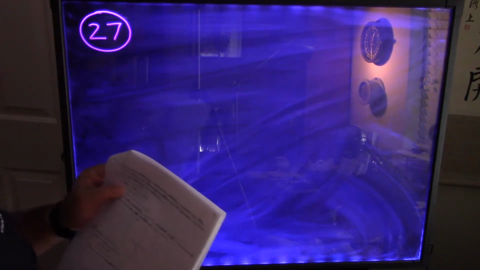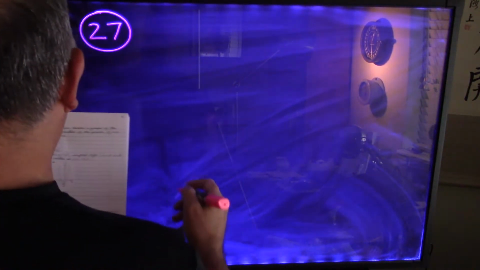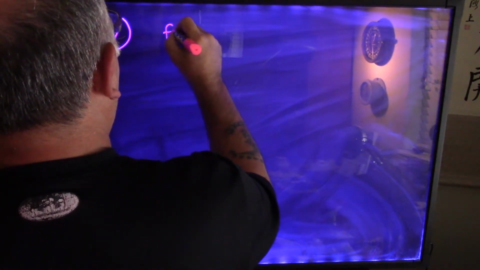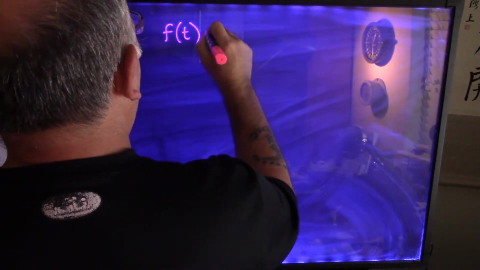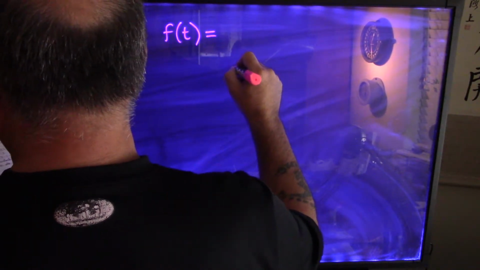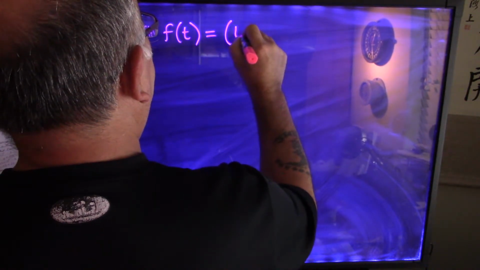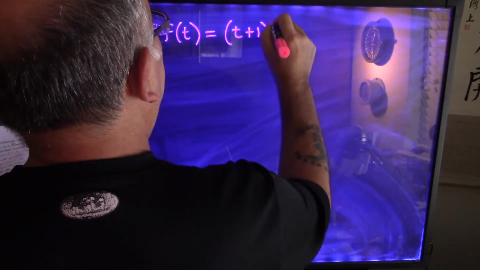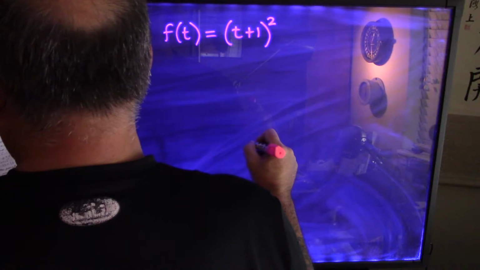Number 27. For the following exercises, sketch a graph of the function as a transformation of the graph of one of the toolkit functions. So we have f of t equals t plus 1 quantity squared minus 3.